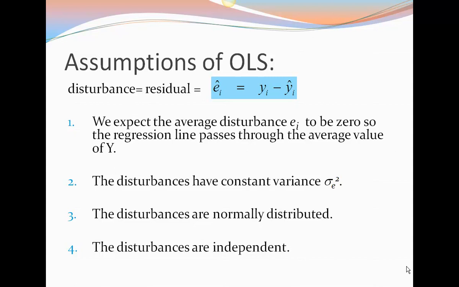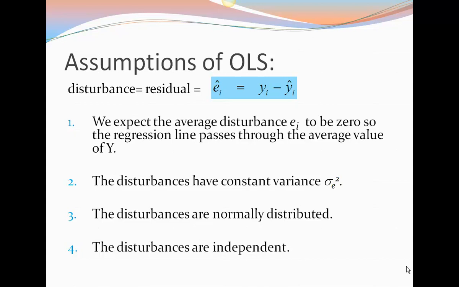So the first one is we expect the average disturbance, e_i, or average residual, to be 0, so that the regression line passes through the average value of y. This kind of automatically happens by default. It's basically saying the expected value of errors is equal to 0. This happens by default because of the way that we've constructed the math that we use to get OLS, because we minimize the sum of squared residuals. So when we test for the assumption that the expected value of the errors is equal to 0, what we're really testing for is that we have the model form correct.